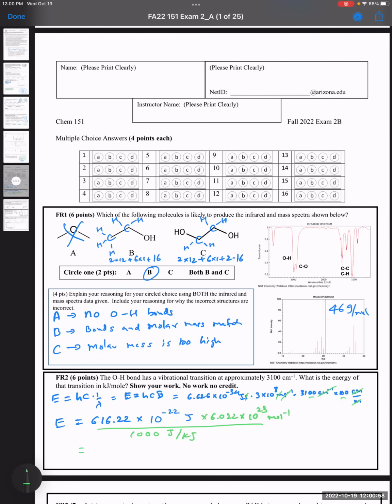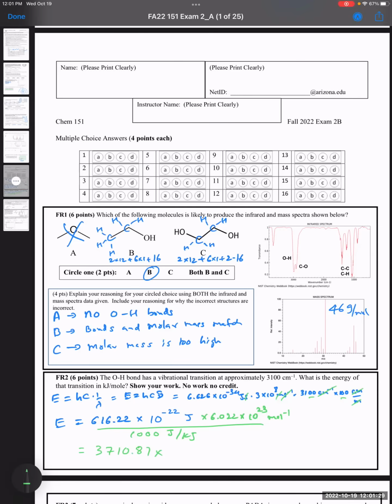Okay, so what we have here is, plug these numbers in. We have 616.22 times 6.022. That gives us 3710.87. And then I'm going to do the exponents.